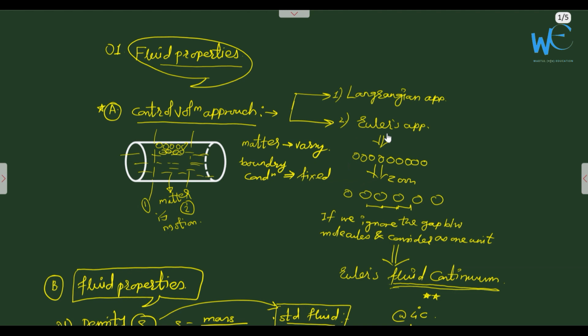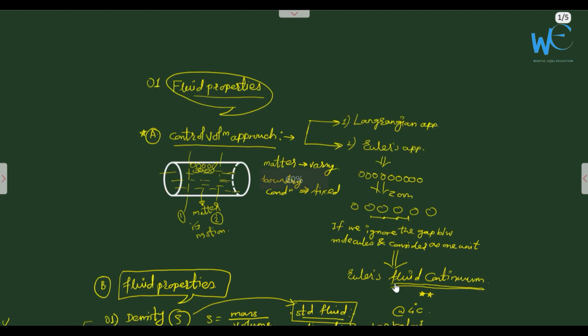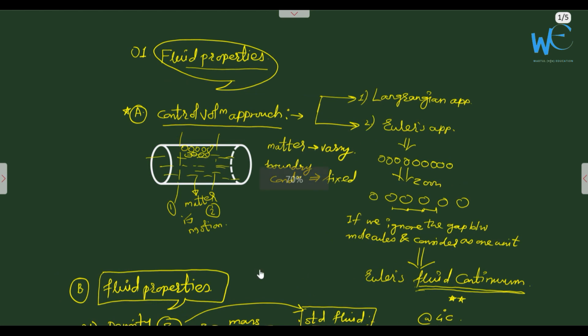Euler again says further, between molecules there is a certain gap, a certain space. If we ignore the gap between molecules and consider it as one unit, then Euler calls it fluid continuum. I am teaching you the fluid continuum and putting much emphasis on this control volume approach because I wanted to reach the fluid continuum assumption. It is the most fundamental, important and basic assumption as we start our fluid mechanics journey. So, what is fluid continuum? If we ignore the gap between molecules and consider it as one unit, then we call it fluid continuum.